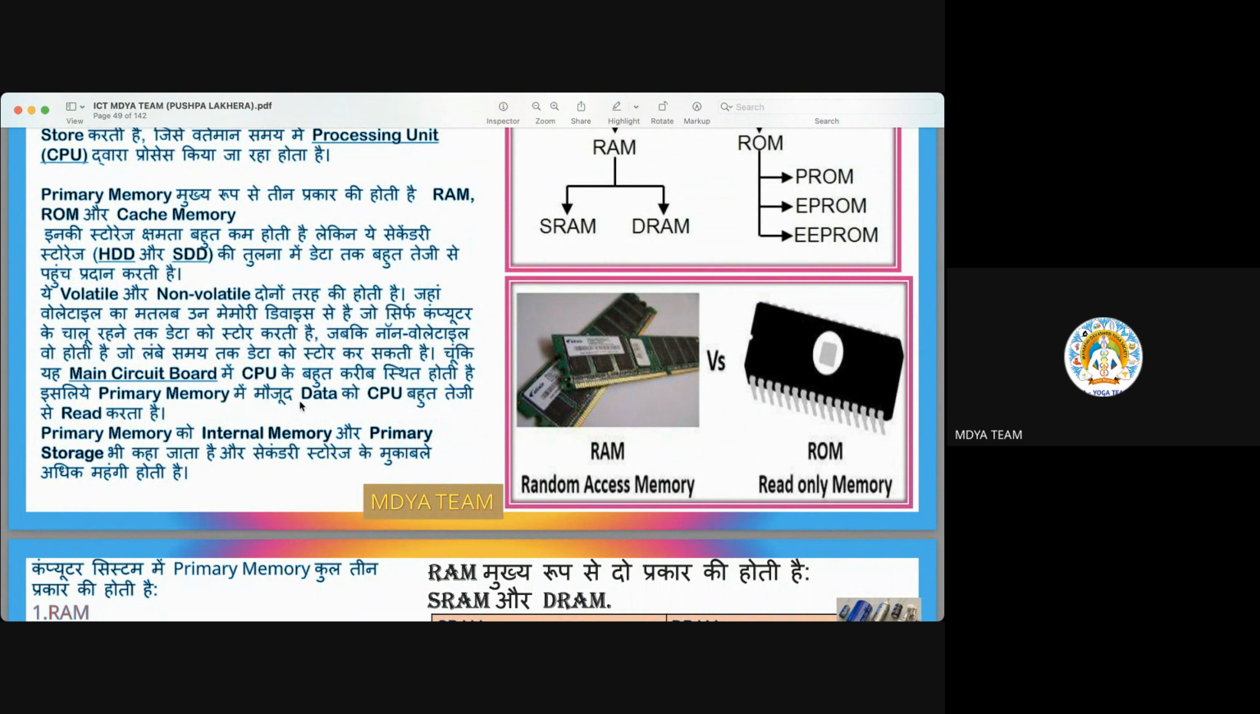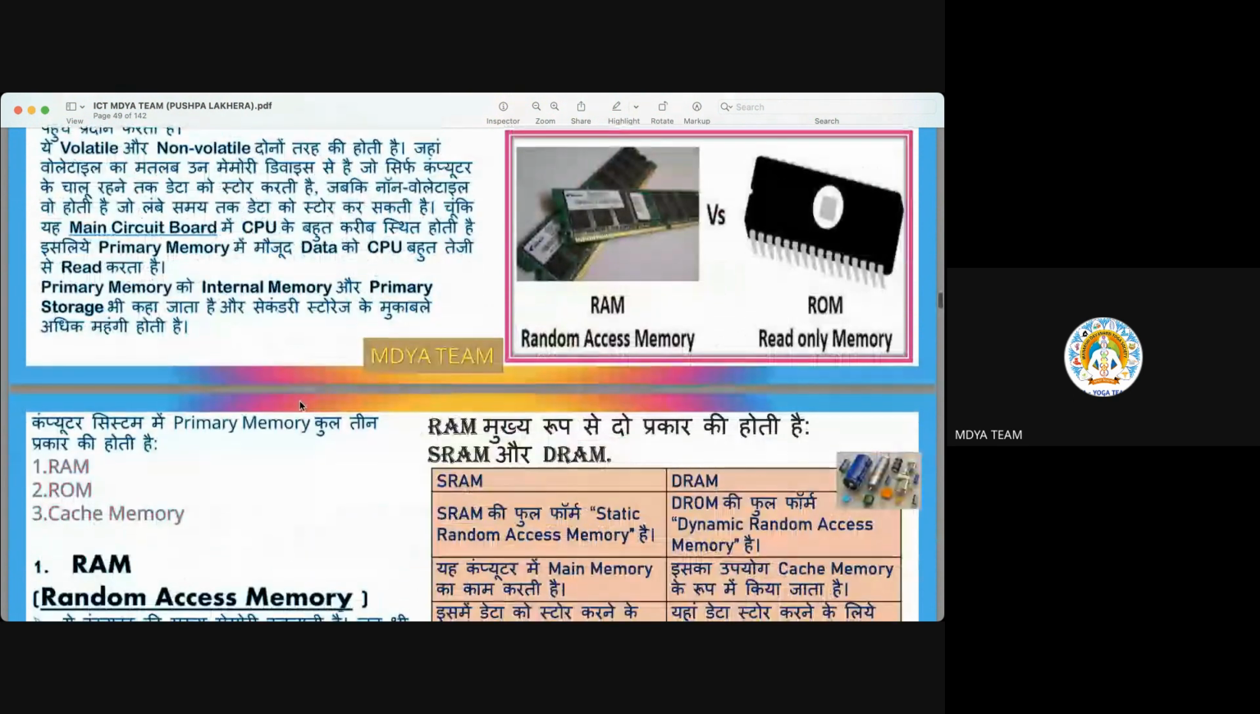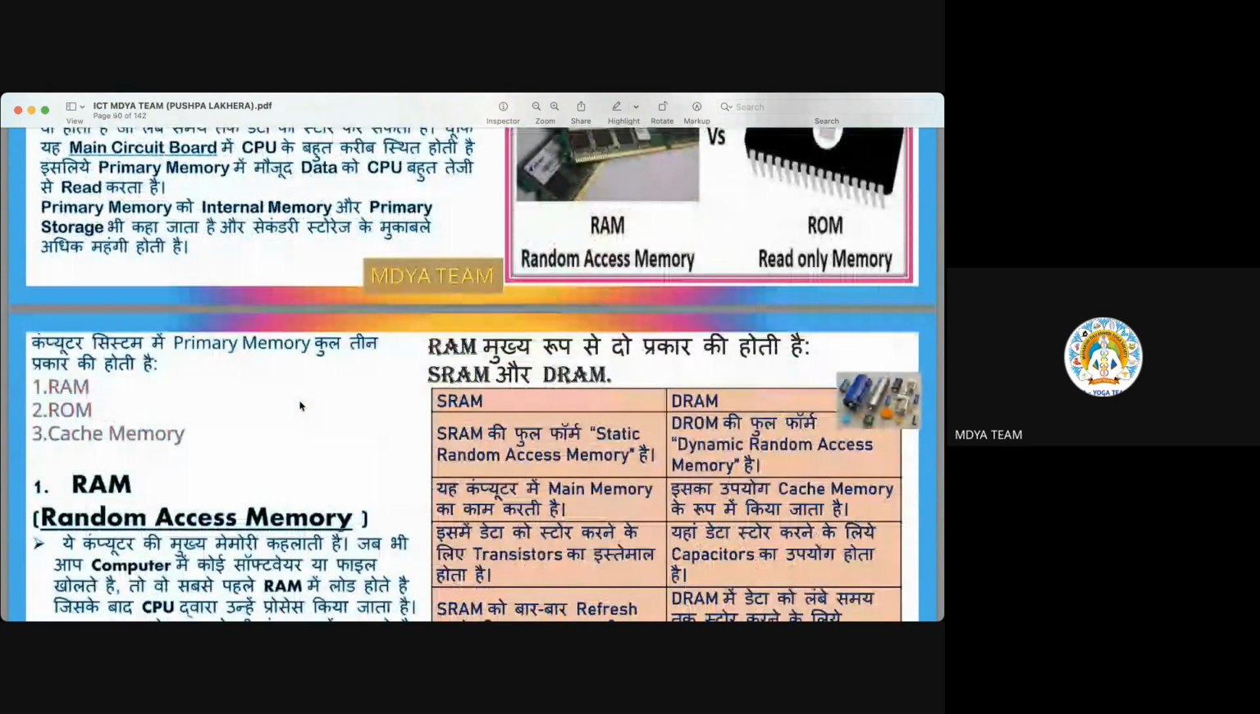Now, because these memories are placed near your CPU, they are very fast. As soon as you open your computer and run a program, all the instructions needed to run those programs are stored in that memory. That is the primary memory. So primary memory is called internal memory. Primary storage, primary memory, and internal memory are all names of the same memory.